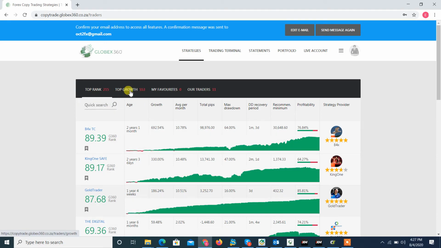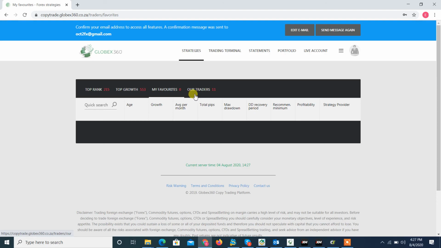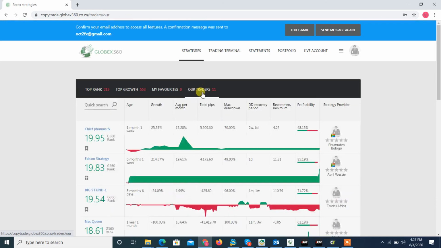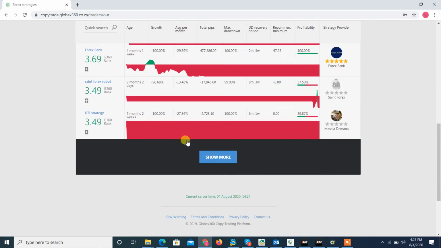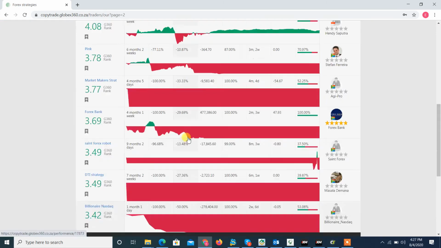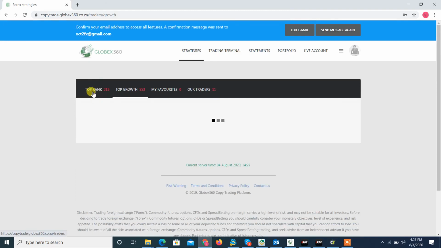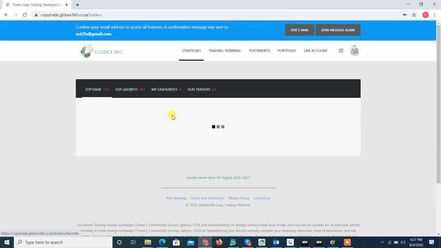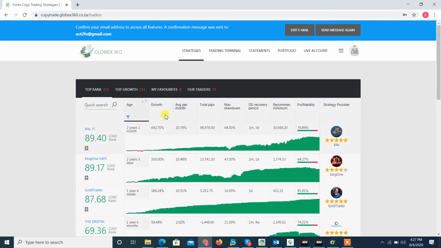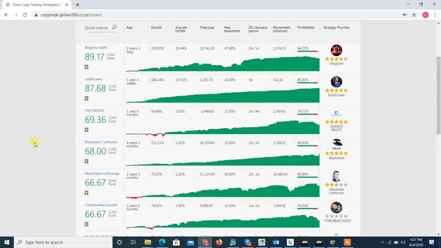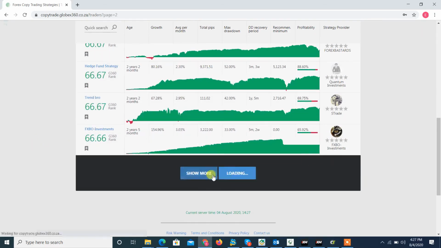We have a top rank tab, we have a top growth tab. You can also have favorite traders that you want to look at, and then we have our traders. Our traders are traders that are specifically in the Globex 360 system, but on the top growth tab and on the top rank tab, we have traders from all over the world. As you can see, there are a lot of traders here to choose from, and they have various trading styles. So you can choose any of these guys.